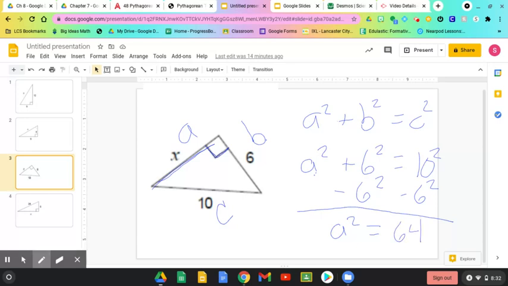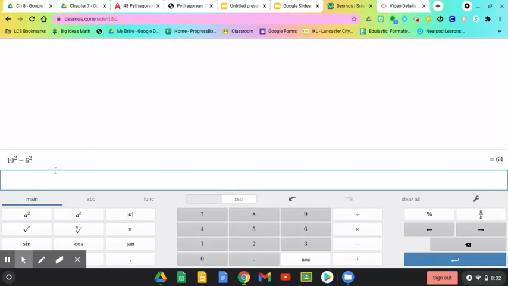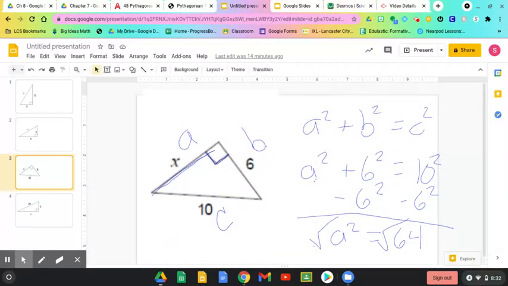So then we cancel the exponent. The opposite of squaring a number is to do the square root. Last step in the Pythagorean theorem is always to do your square root. So we probably know what the square root of 64 is, but if not, we're going to go to our calculator. We're going to type the square root of 64, which gives us 8. So we have A equals 8. So there's our missing side length, A.